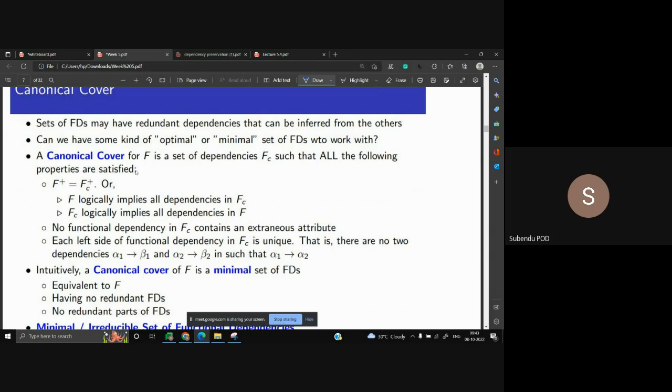We'll see with the help of an example, right? So we can say that it is the minimal set of FD, and if it is a canonical cover, then these properties should be satisfied: F closure should be equivalent to FC closure. So a canonical cover means both are equivalent sets. Both will be the equivalent set of FD.